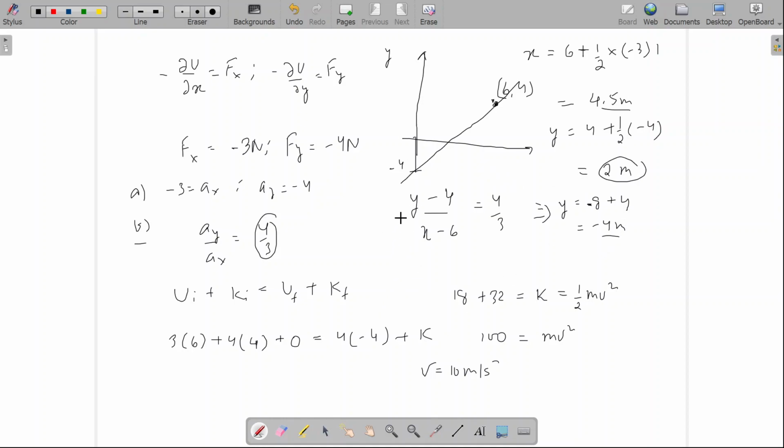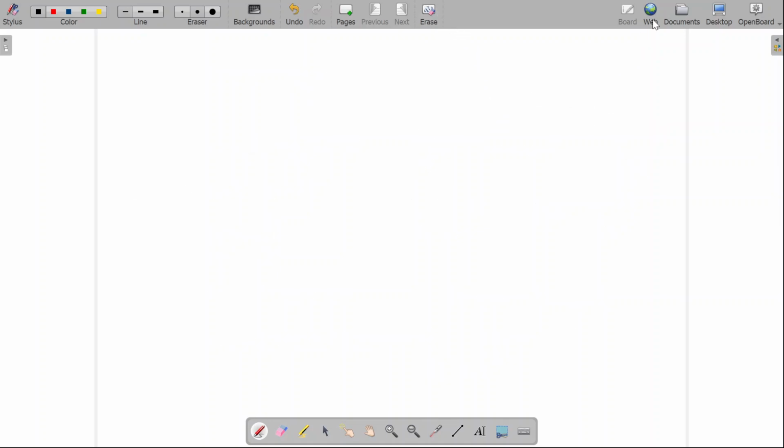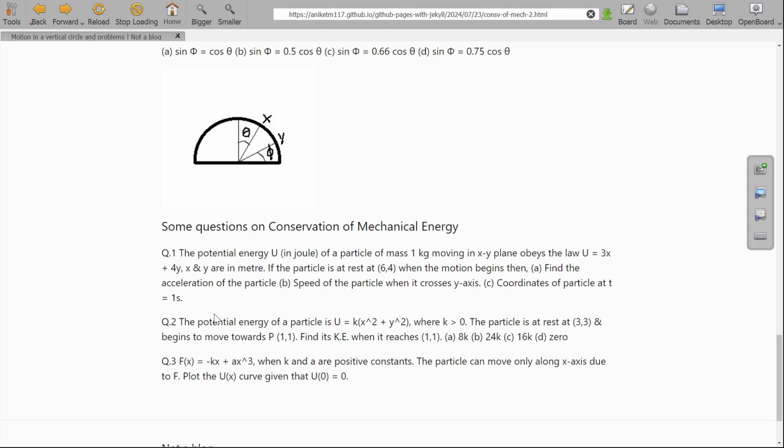So let us move ahead to the next question. The potential of the particle is k times x square plus y square, where k is greater than 0. The particle is at rest at 3 comma 3. The particle begins to move towards 1 comma 1. Find its kinetic energy when it reaches 1 comma 1. The options given are 8k, 24k, 16k, or 0.